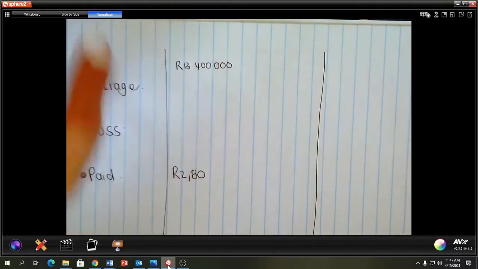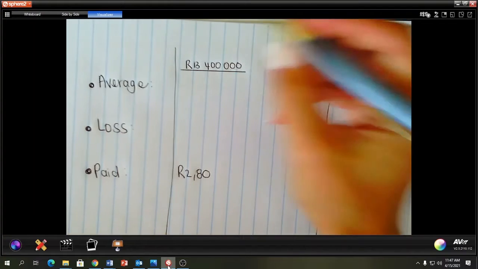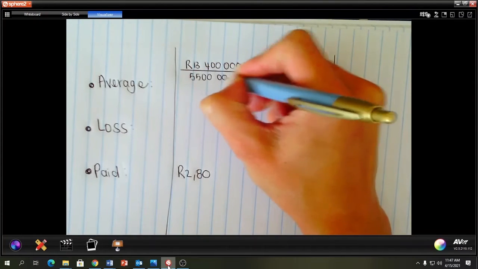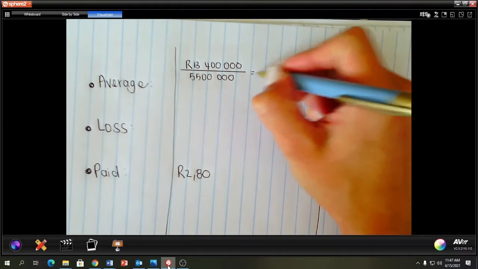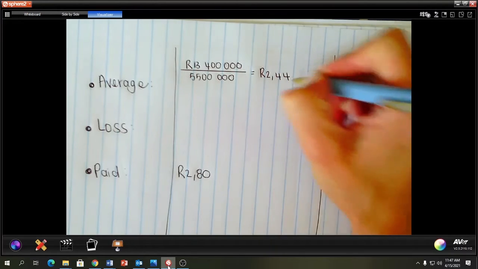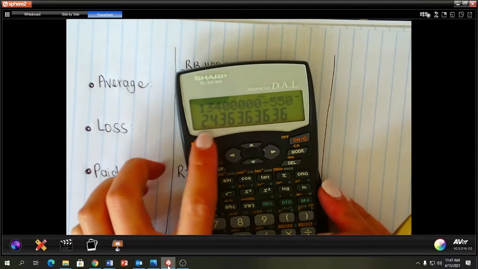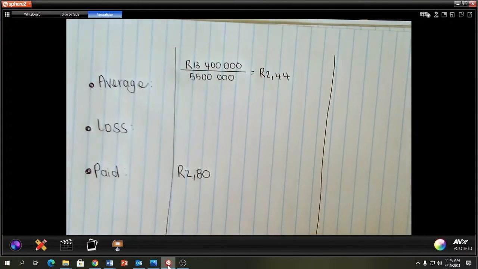And I'm going to divide it by the number of shares. The total that we've got up to date is 5.5 million shares. And then I get R2.44. I just rounded it up. My calculator showed me 2.43, so I just rounded it up to R2.44.